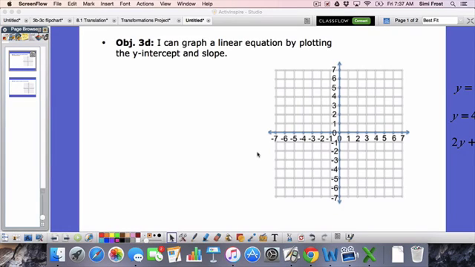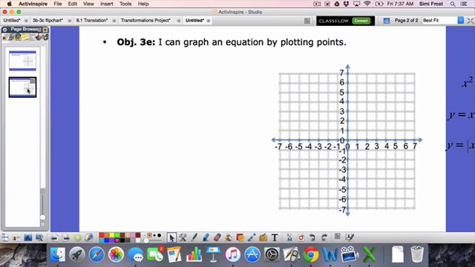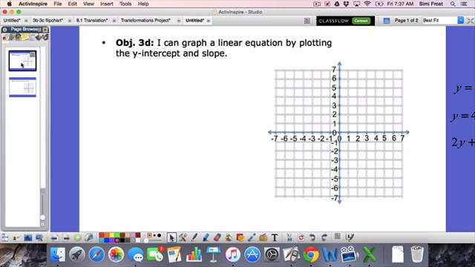Okay, welcome to the video for Objective 3D and also 3E. We're going to talk about graphing here, and we're going to start with, I can graph a linear equation by plotting the y-intercept and slope. So this should be a review, but it is worth reviewing because we definitely want to make sure we're good at plotting linear equations in this form.